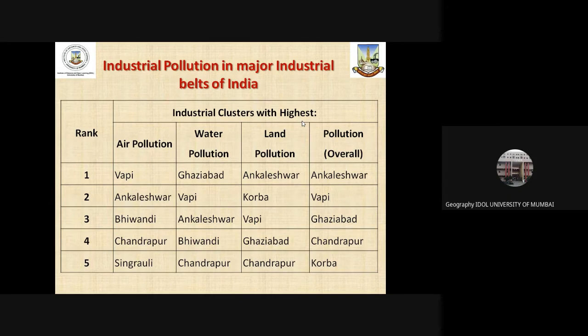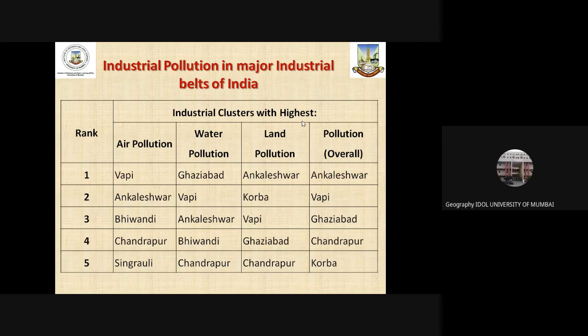Now let us have a brief look at how industrial segments are responsible for environmental pollution. We'll take some examples from Indian industrial belts. For example, Vapi industrial belt is more responsible for air pollution. Besides, Ankleshwar, Bhiwandi, Chandrapur, and Singrauli are the industrial segments where air pollution is more prominent.